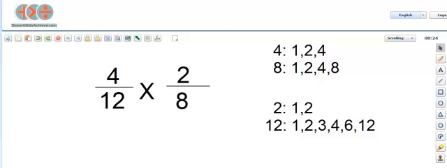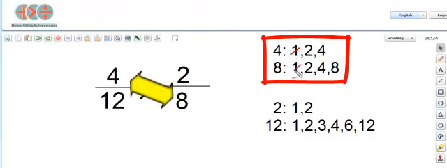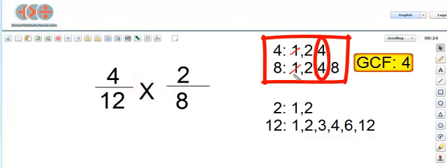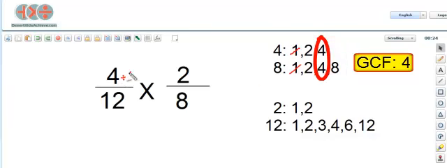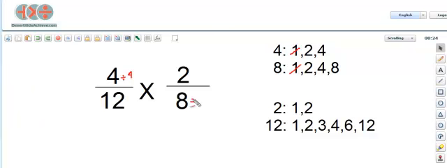And one last example of how to cross-reduce and multiply fractions. Let's take a look at the cross products of 4 and 8. Other than 1, 4 and 8 share a greatest common factor of 4. So let's divide these by 4. 4 goes into 4 one time. 4 goes into 8 twice.